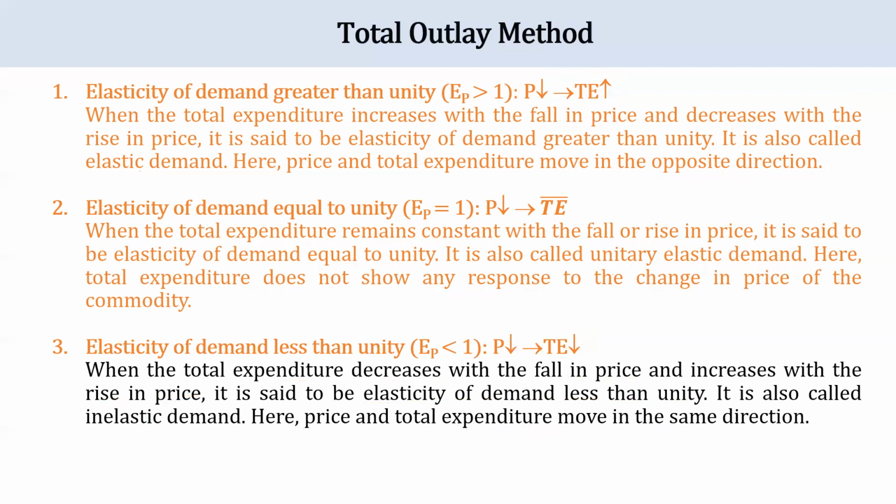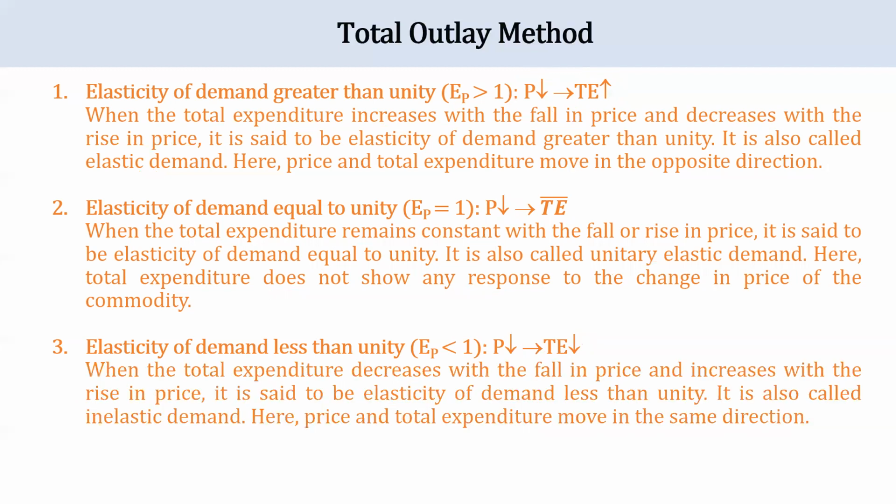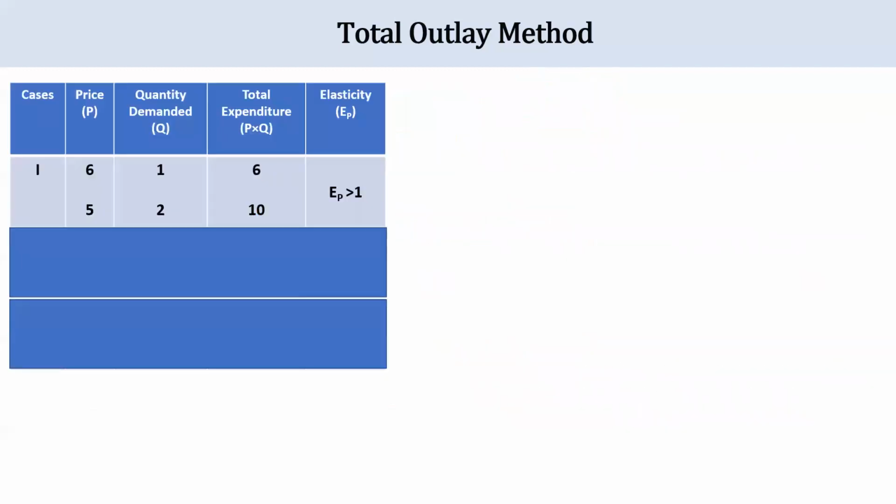Let's move to the next slide. This is the tabular representation of the concept of the total outlay method. In the first case, you can see that there has been a fall in price from $6 to $5. Because of this fall in price, total expenditure increases from $6 to $10.